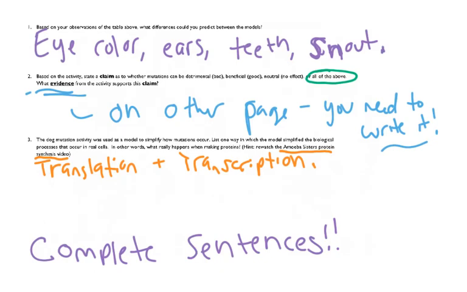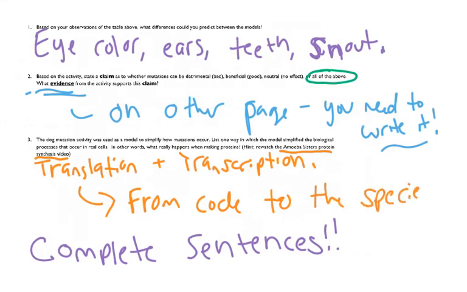But this model does help to show the translation from the code to the species, because it's given us the code, and usually it has to go through all these processes within the cell to show what it's going to look like to humans on the outside world. But we saw that in the table. I know that's a little confusing.